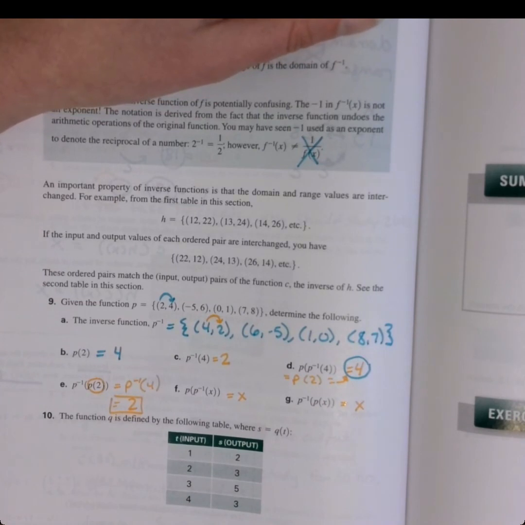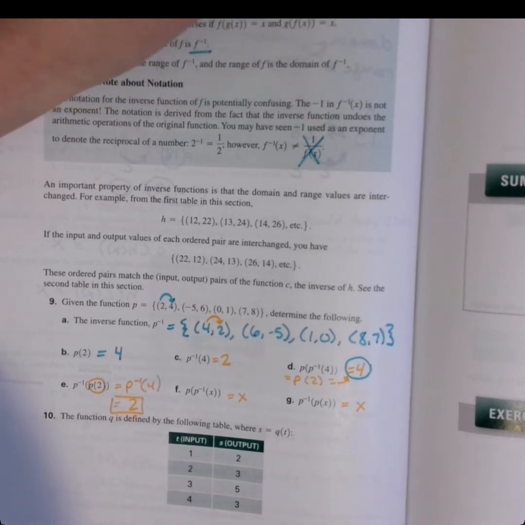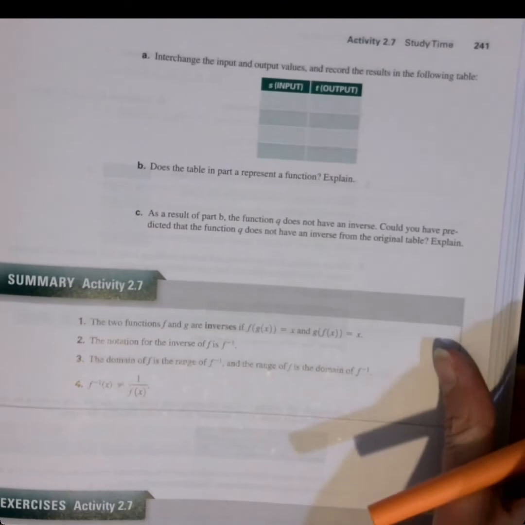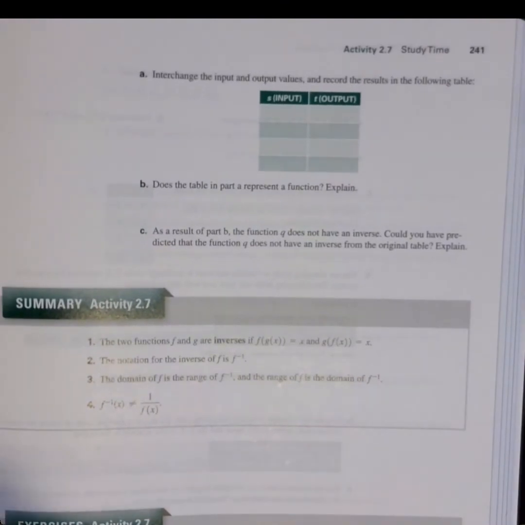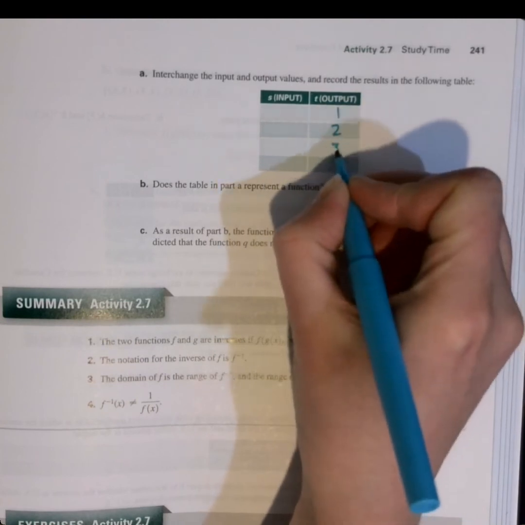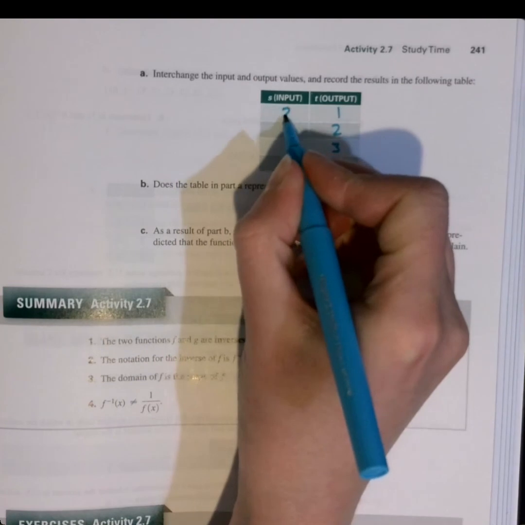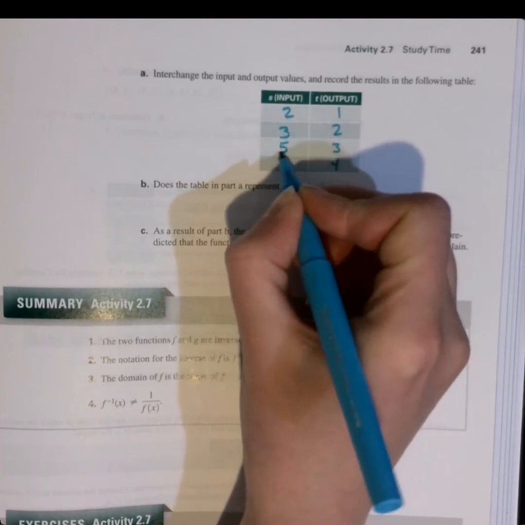All right, so there's a table here. Keep your eye on this table as we go into number 10. We're going to write the inverse for it on the other side. So I'm going to move this over here. The original table had 1, 2, 3, 4 in the inputs, so I'm going to put those in the outputs. And it had 2, 3, 5, 3, so those are going to become my new inputs.